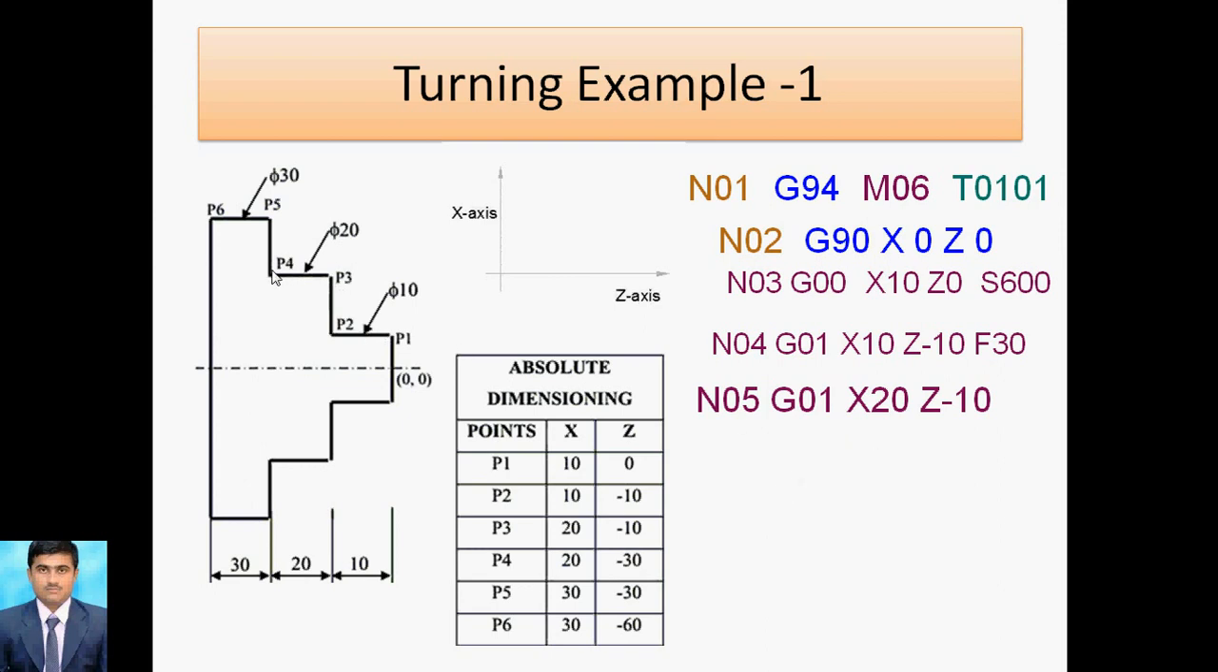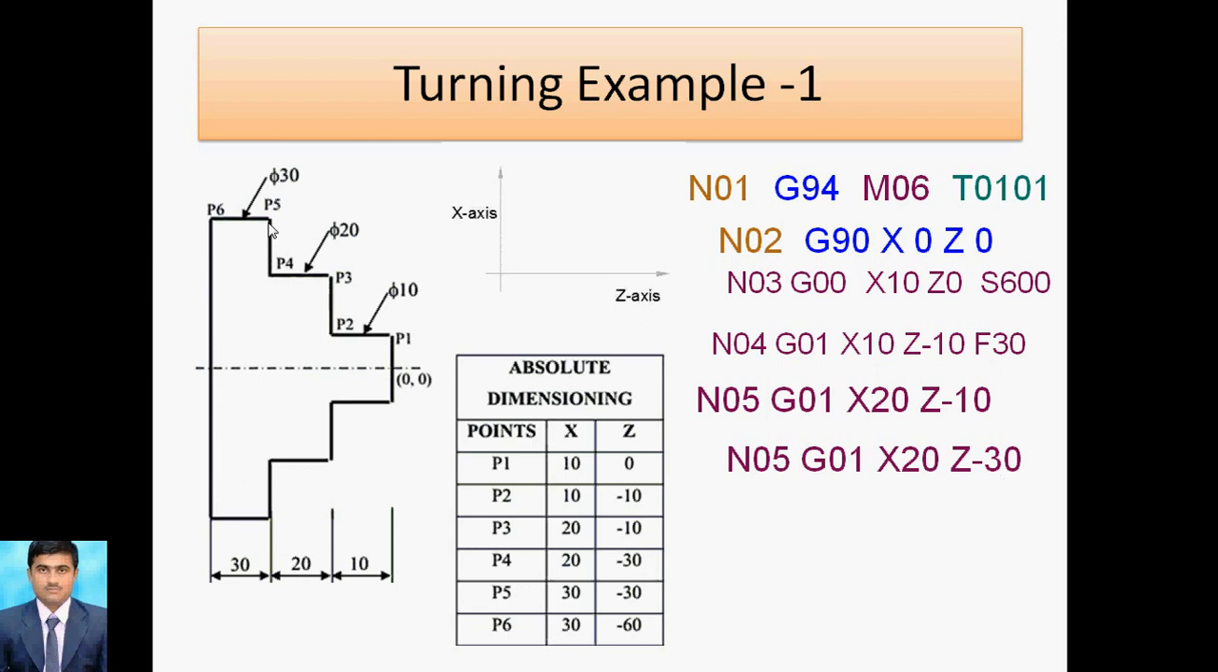Now we reach the P4 point. What is the P4 value? First you mention the diameter. What is the diameter? X20. Always remember that the diameter we express as X20. And what is this value? That is 20 plus 10, that is 30. That's why we can write Z minus 30. So this is about P4.